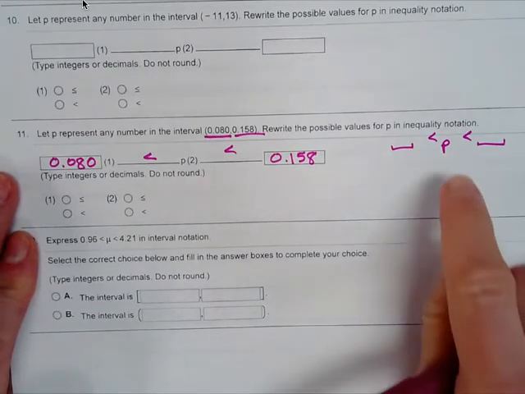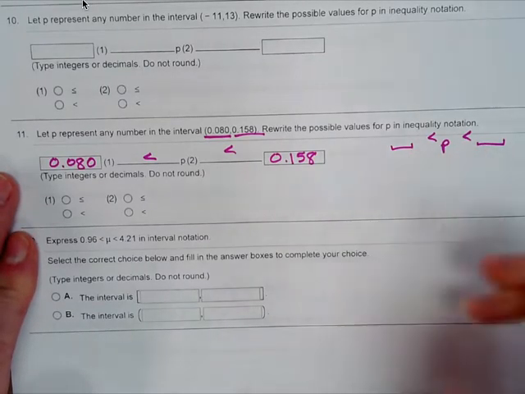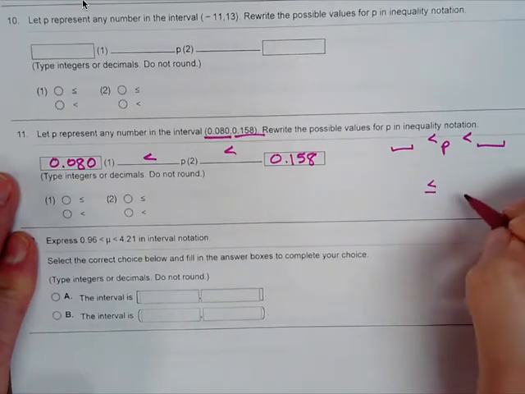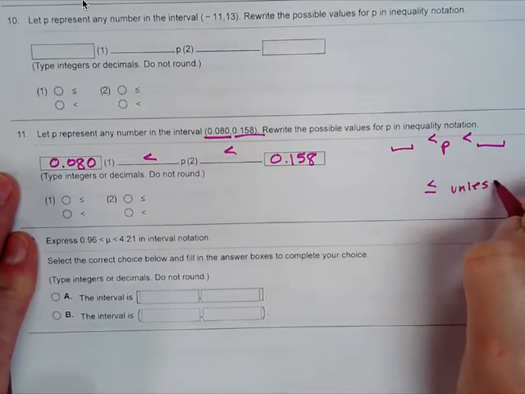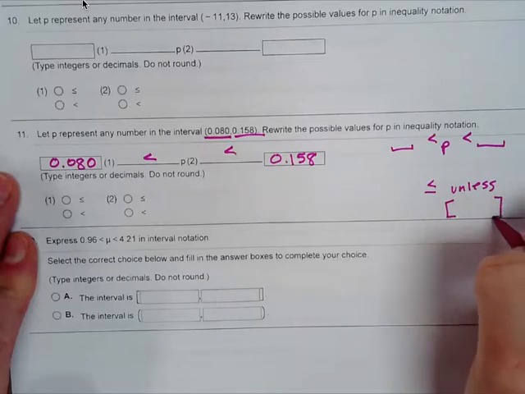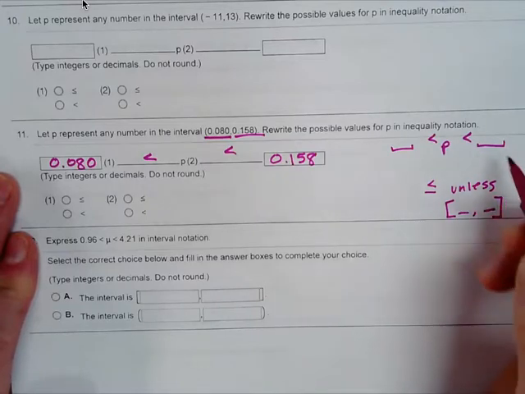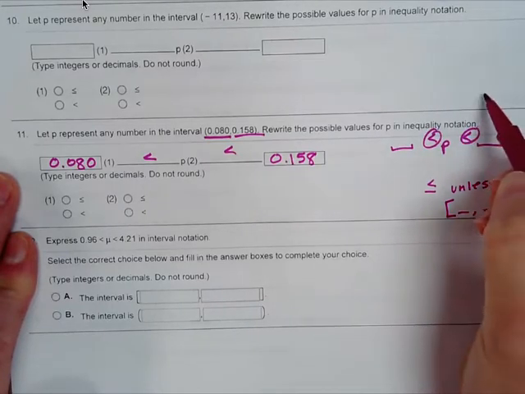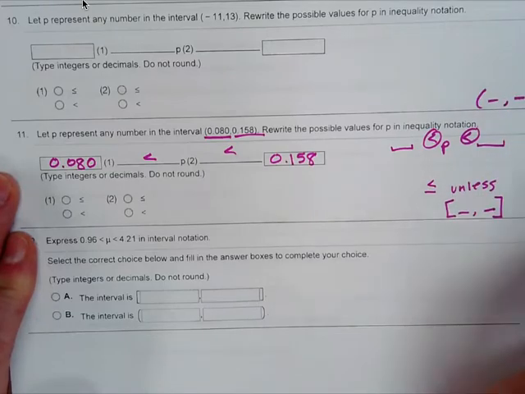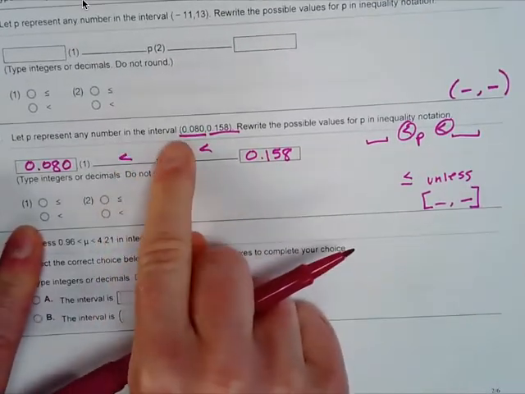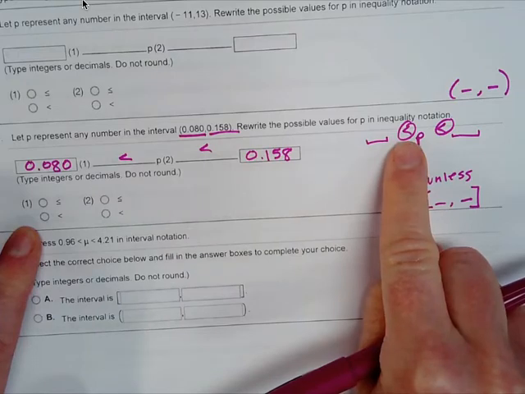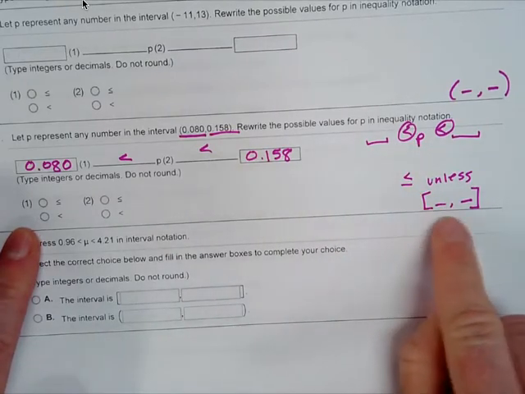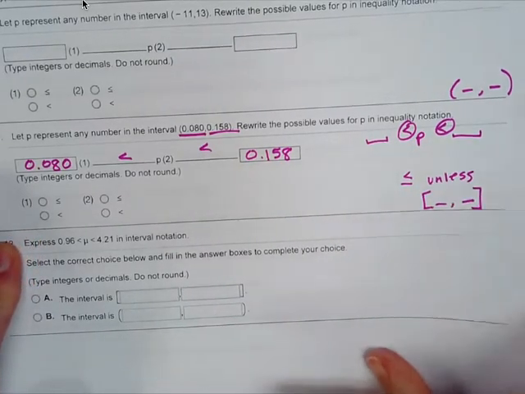Since we're going least to greatest, that's why we use the less than. You do not use less than or equal to unless you have brackets around your two numbers. Parentheses is this. So you'll have two numbers in parentheses, like this one. This one's in parentheses, so that's how we know it's just less than. It's not less than or equal to, unless it's with brackets around it.